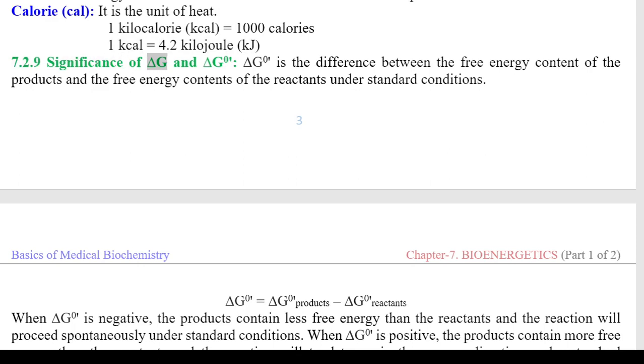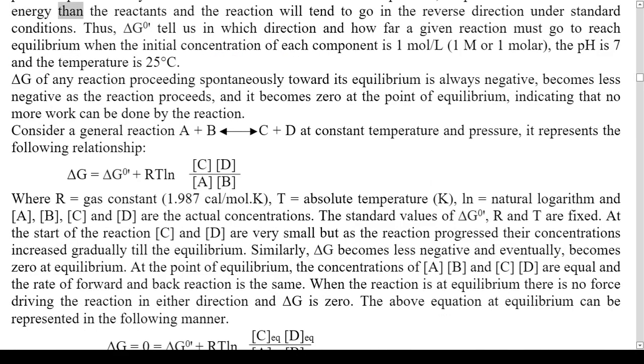7.2.9 Significance of ΔG and ΔG0. ΔG0 is the difference between the free energy content of the products and the free energy content of the reactants under standard conditions. ΔG0 equals G0 products minus G0 reactants. When ΔG0 is negative, the products contain less free energy than the reactants and the reaction will proceed spontaneously under standard conditions. When ΔG0 is positive, the products contain more free energy than the reactants and the reaction will tend to go in the reverse direction under standard conditions.